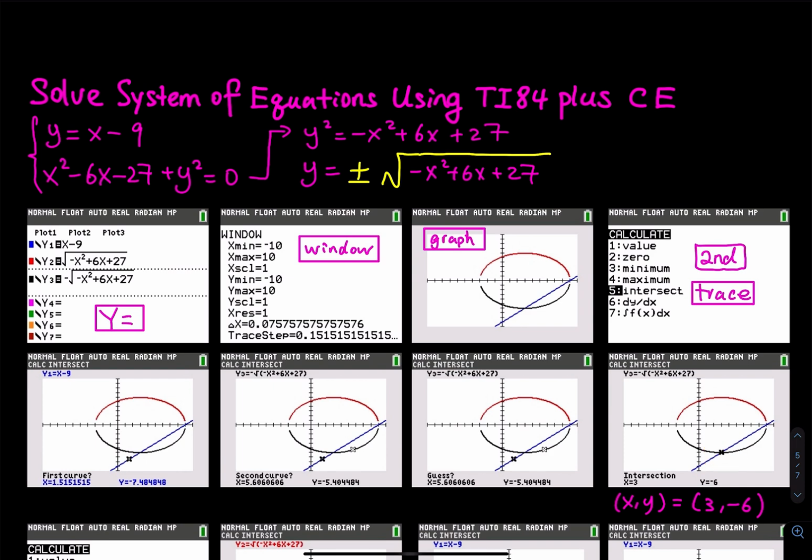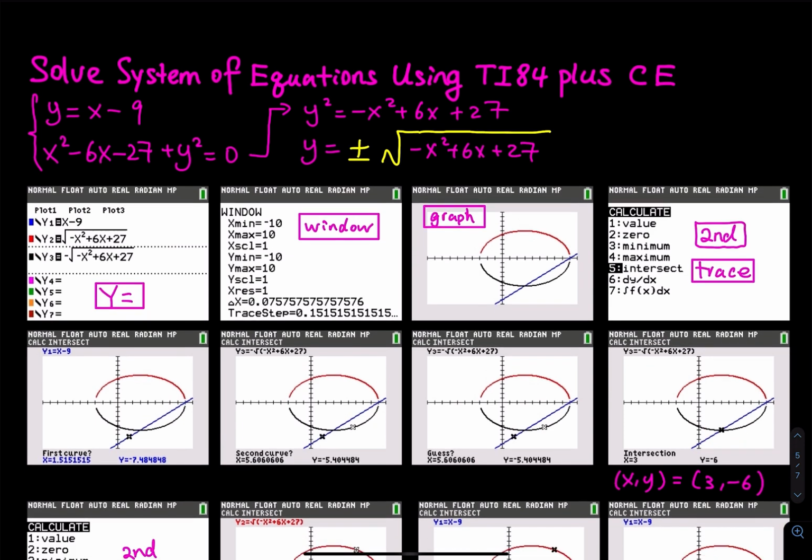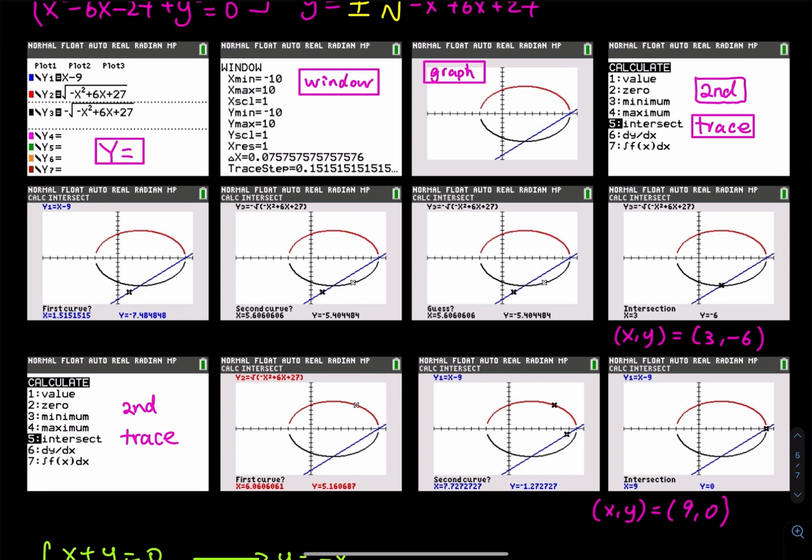And then to find the next intersection, you will have to go to second trace again, and this time you also select number 5, intersect. For the first curve, I will place the cursor on the left hand side, so here is the intersection. I will place one cursor over there, and then for the second curve, I will place the cursor over here. And then you ask the calculator to guess.